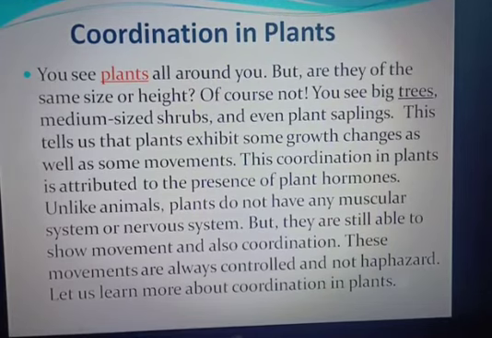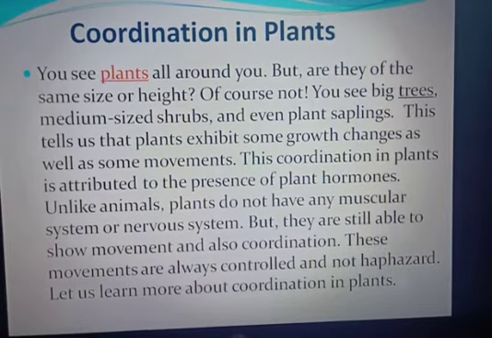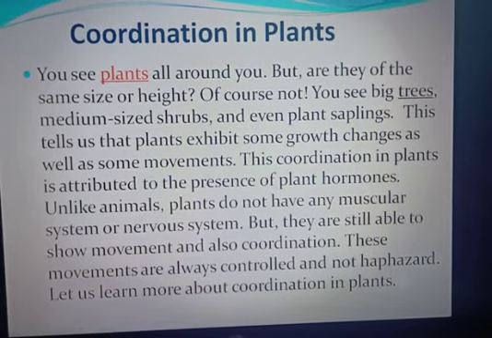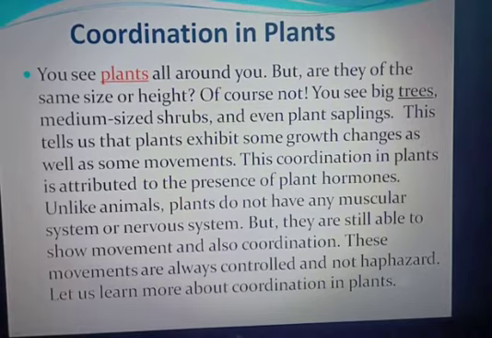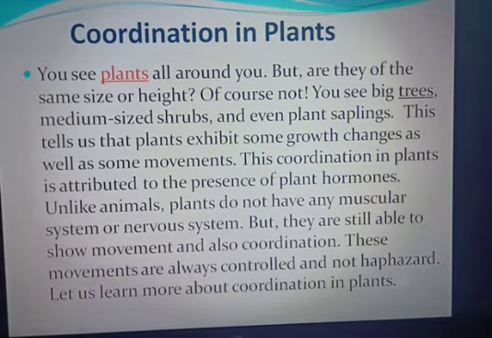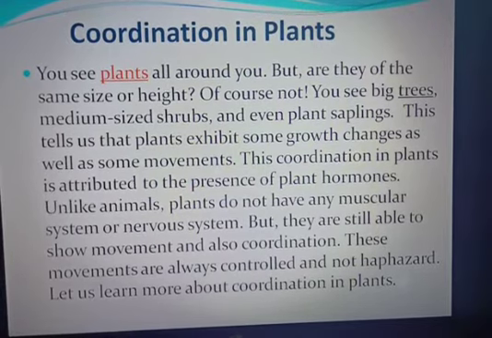Now, you all must have seen plants around you, but are they of the same size or height? Of course not. You see big trees, medium-sized shrubs, and even plant saplings. Now, what are shrubs? Shrubs are woody plants smaller than a tree, with several main stems arising at or near the ground. Examples you can take are aloe vera, rosemary plants, etc. A sapling is a very young tree.